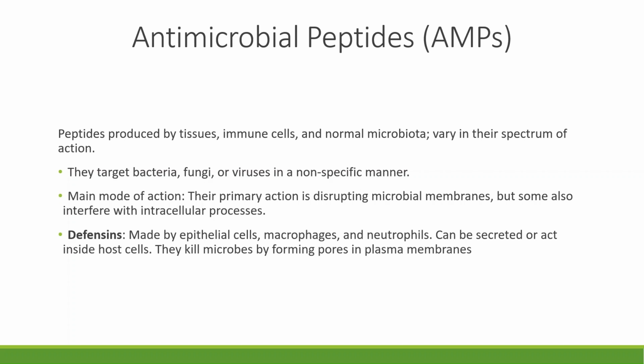One group of AMPs, called defensins, is made by epithelial cells, which are on the surfaces of your body, and macrophages can make them as well as neutrophils. These can be secreted or act inside of host cells, where they damage microbial plasma membranes. They do this by forming pores in those membranes, and like we've seen with certain antibiotics, that can cause leakage of the components within the cell of those microbes, and that can lead to death or dysfunction.